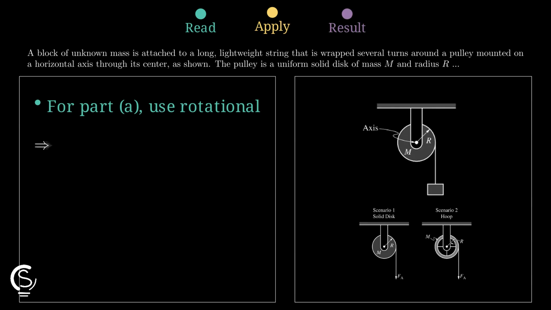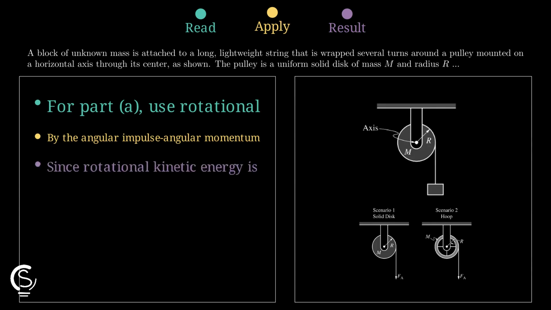The same final angular momentum means the smaller I disk gains more rotational kinetic energy than the hoop. Equivalently, it spins faster, pulls more string, and the applied force does more work.